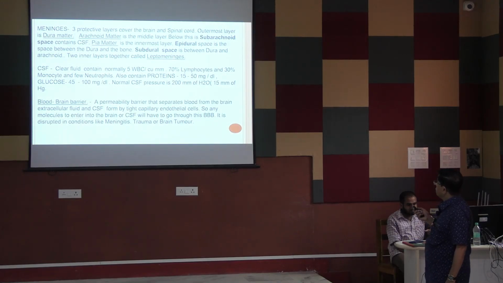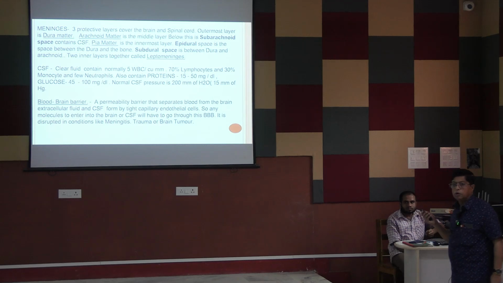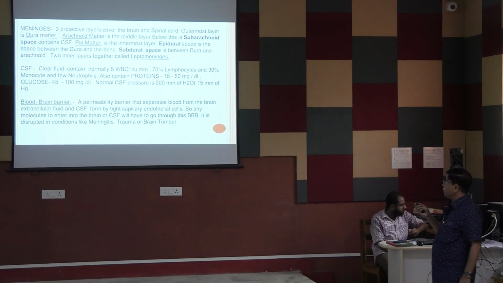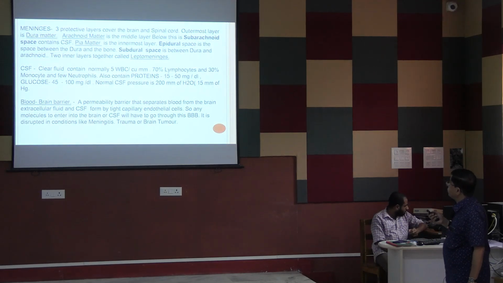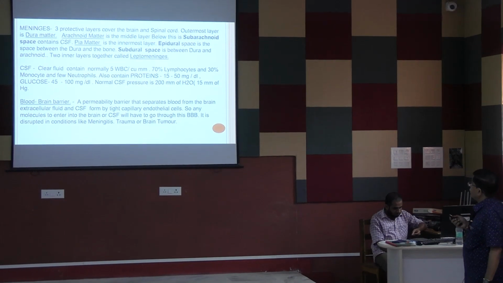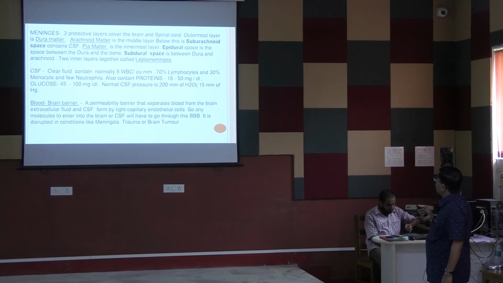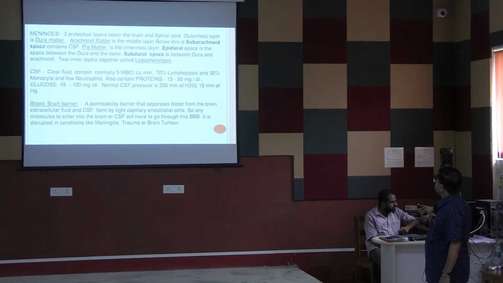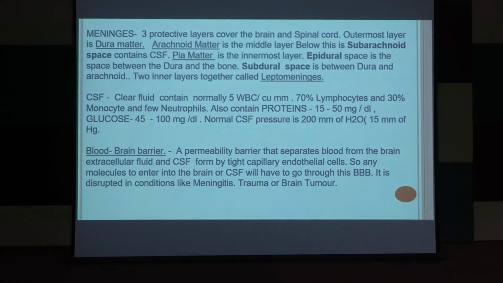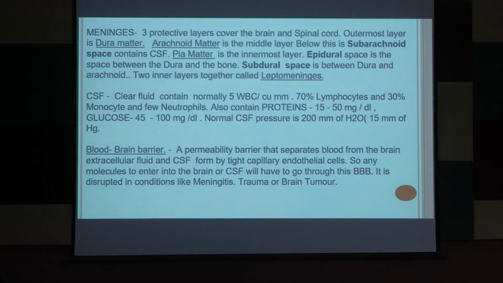In our previous classes we discussed several hemorrhages like epidural hemorrhage, subdural hemorrhage, etc. So what is the epidural space? It is the space between the dura mater and the bone, and the subdural space is the space between the dura mater and the arachnoid mater. And CSF is below, in the subarachnoid space. It contains CSF. The two innermost layers together are called leptomeninges.